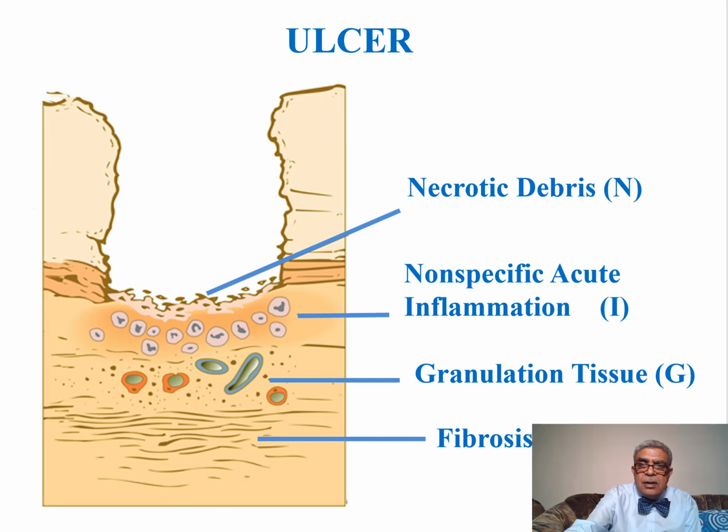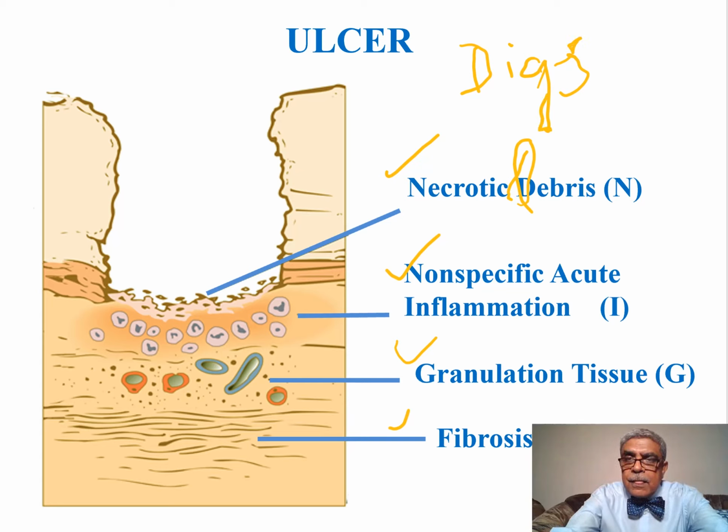Necrotic debris, non-specific acute inflammation, granulation tissue and fibrosis. Now if you remember, take this word: digs, D-I-G-S. D is debris, which is necrotic debris. I stands for inflammation, G stands for granulation tissue, and S stands for scarring or fibrosis or scar formation. So if you remember this word digs, you can easily write down the 4 zones which are seen in peptic ulcer.